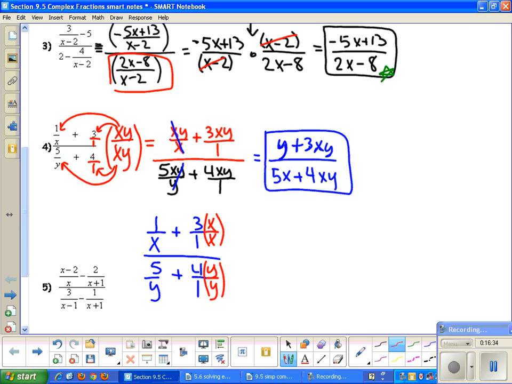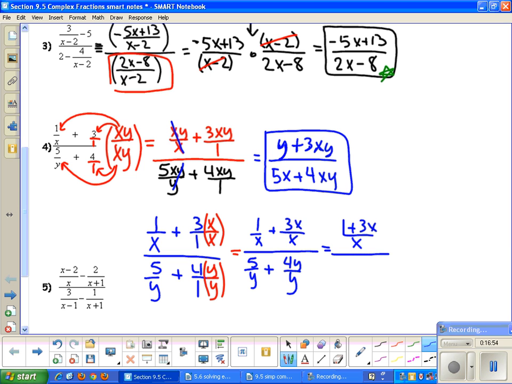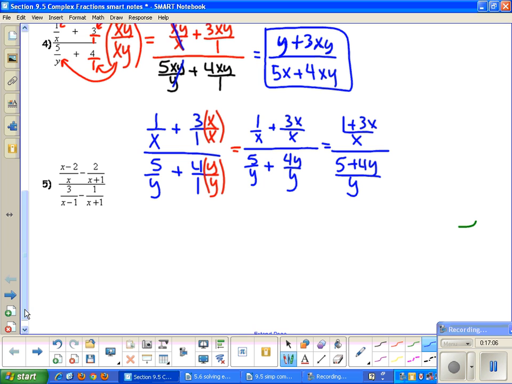Down here, my common denominator between y and 1 would be y, so I'd multiply this by y over y. So when I do that, I would get for my fraction 1 over x plus 3x over x, all divided by 5y plus 4y over y. And then now I have common denominator, so this would be 1 plus 3x over x, and then all divided by 5 plus 4y over y. Now I have a fraction divided by a fraction, so I can multiply by the reciprocal of the second term, so this would be equal to 1 plus 3x over x times y over 5 plus 4y.